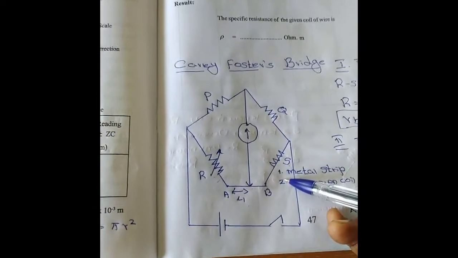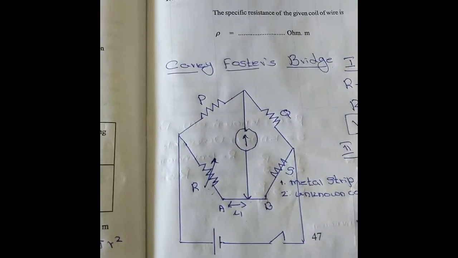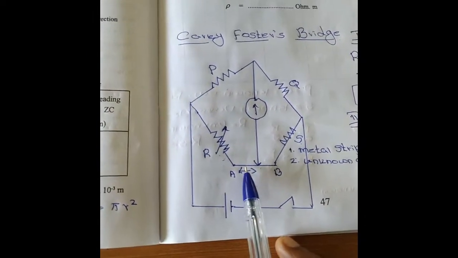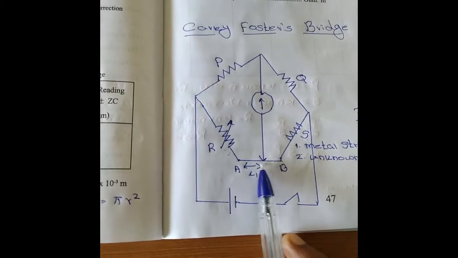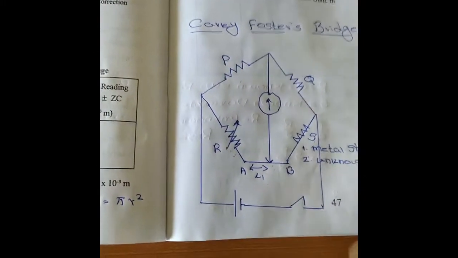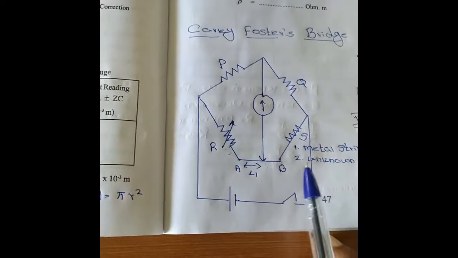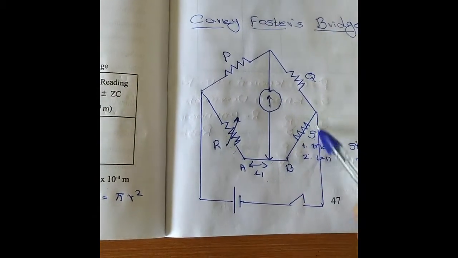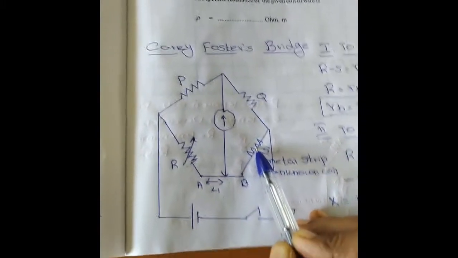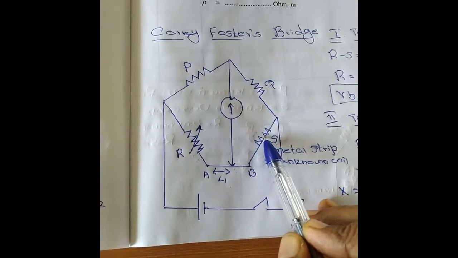The first part is to determine the resistance of the bridge wire. This is our meter bridge wire. So first we need to find the resistance of this bridge wire. Then after finding the resistance of the bridge wire, in the second part we'll be replacing this resistance with the unknown resistance, and we'll be determining what is the value of that unknown resistance.